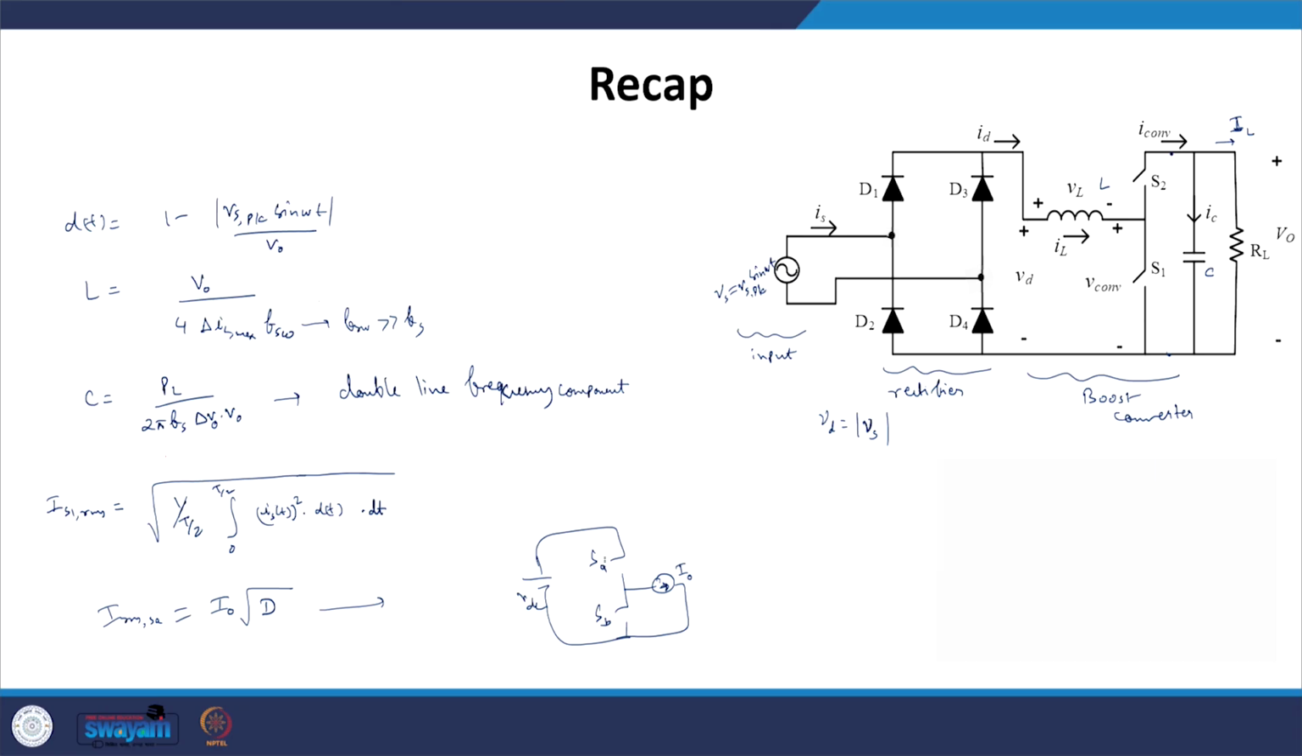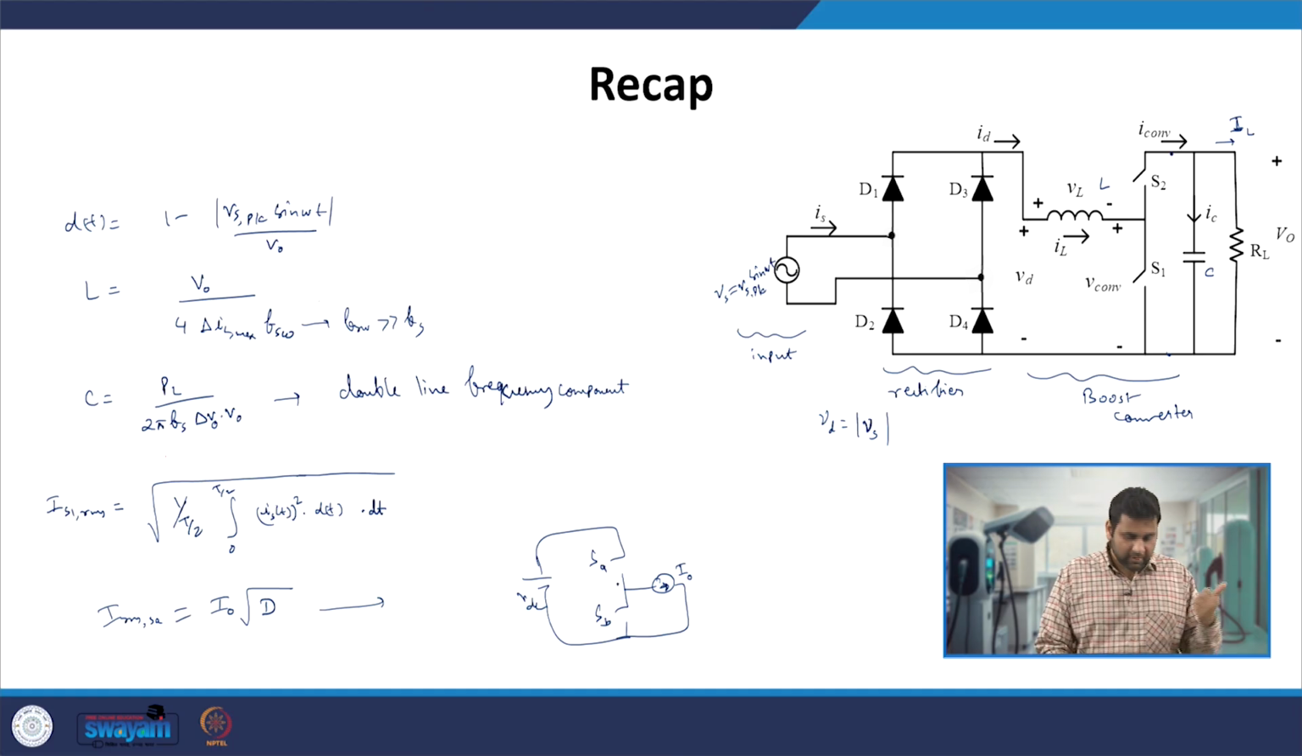When the switch SA is conducting for D fraction of time in a switching period, then we can write down that the RMS current of that switch SA, or the current flowing through switch SA, is I naught times the square root of D.